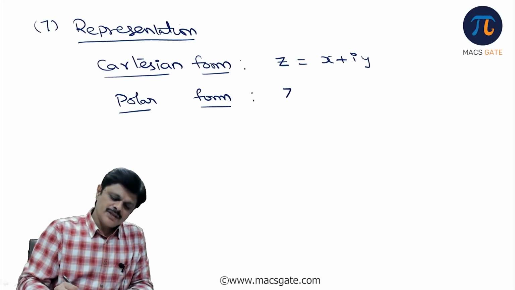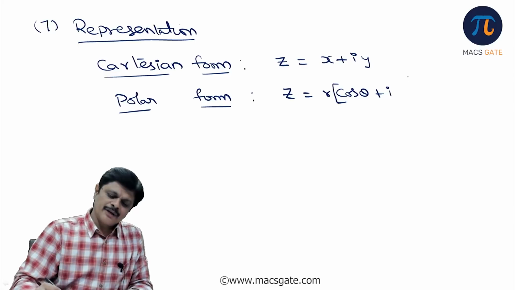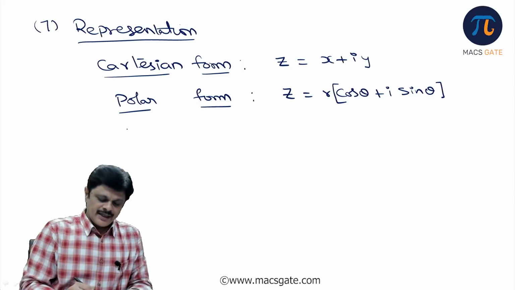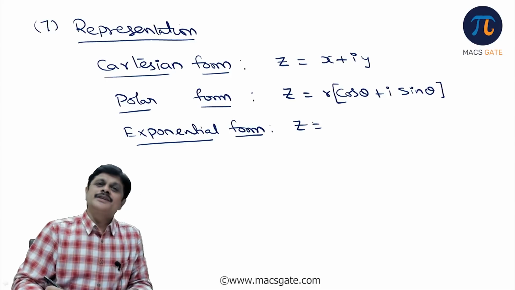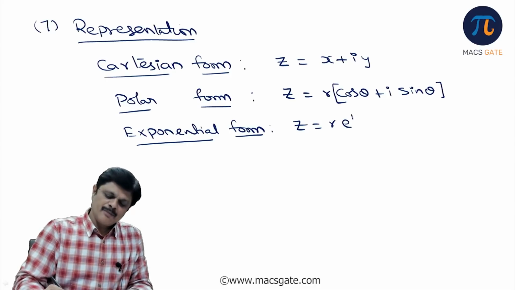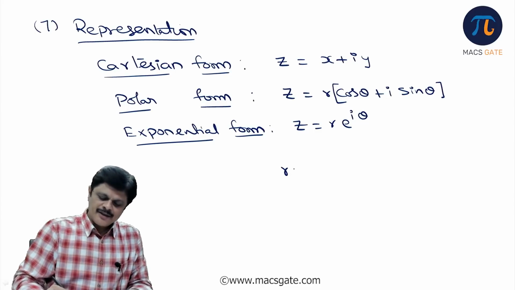What is polar form? z is equal to, what is x, sir? r cos theta. That is r cos theta plus i times r sin theta. So taking r, we can write r (cos theta plus i sin theta). Got it? Then exponential form. This cos theta plus i sin theta can be written as e power i theta. That is called de Moivre's formula, where r is the mod z and theta is the argument.